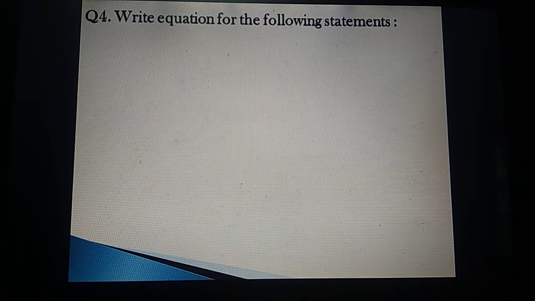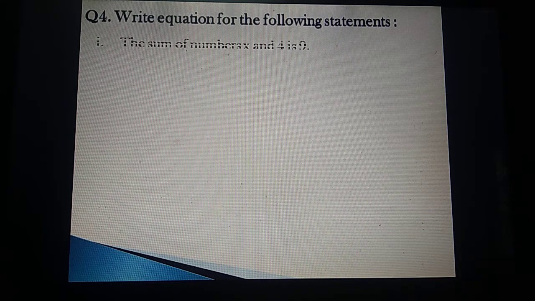Question number 4. Write equation for the following statements. The sum of numbers x and 4 is 9. The first part is the sum of numbers x and 4. Just concentrate only on this part. Sum of numbers x and 4 means you are supposed to add them. First you will write x, then plus, then 4. Next is "is". Is means equal to. Next is 9. You will write as it is. This is your final equation.